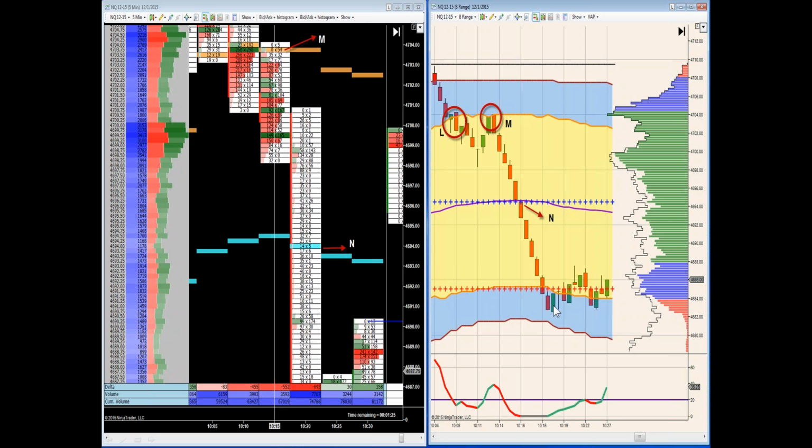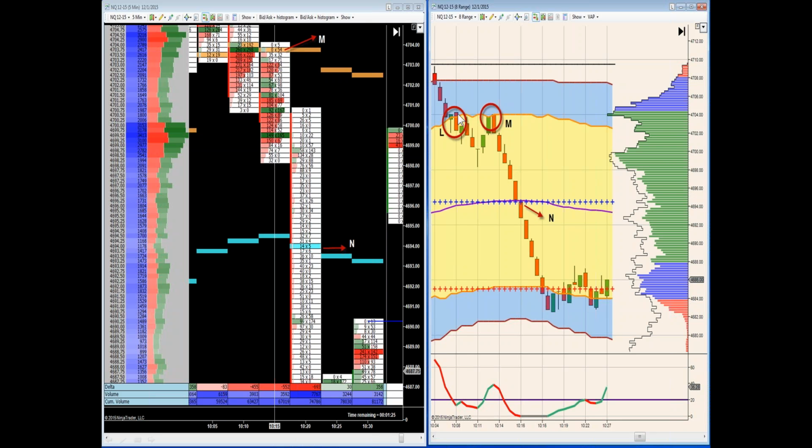Now there was news or something. This wasn't scheduled news. There were a couple of things that came out unexpected, and this dropped like a ton of bricks. So if you got in it, you are really happy you did, because in a matter of a couple minutes, it dropped completely to the other side of the fair value area here. So you can see it went from one side to the other side.